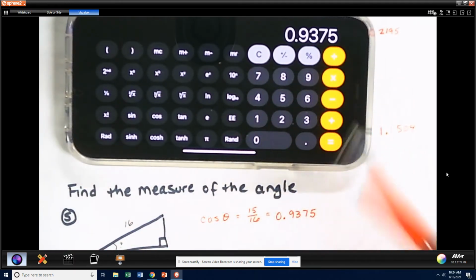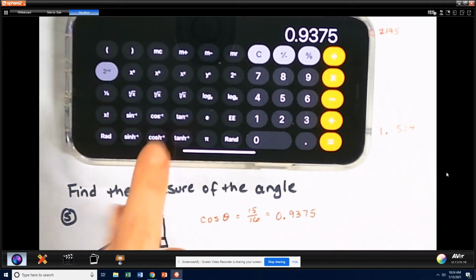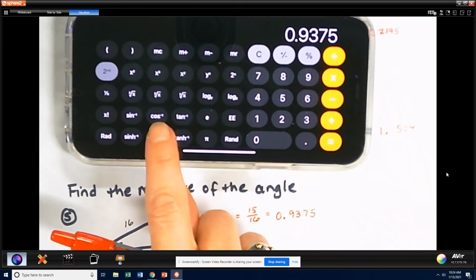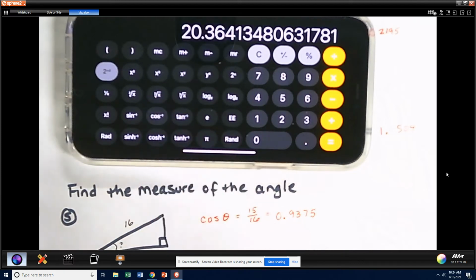So I've got my ratio, and I want to do the second button. That's up here. And then you'll see cosine has a little -1 above it. That means you're doing the inverse operation, inverse function, and I get an answer. That tells me that theta is about, we'll say 20.36 degrees.